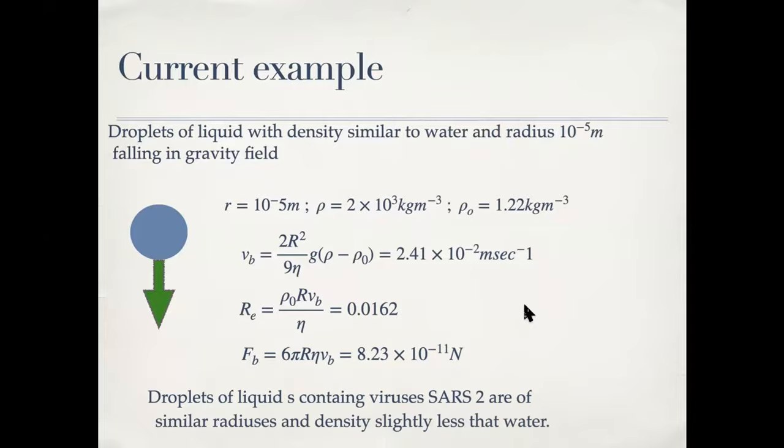And I took this because the droplets of a liquid containing the viruses of SARS-2, those droplets which we cause by coughing or sneezing, are basically of a similar radius, 10 to the minus 5 meter, and the density is slightly less than water. So you can now do the calculation, and if the density is slightly less than water, then the droplet goes up and floats in the air, and if it's only slightly larger than water, then it falls down. And as you see, the velocity is 10 to the minus second meter per second.